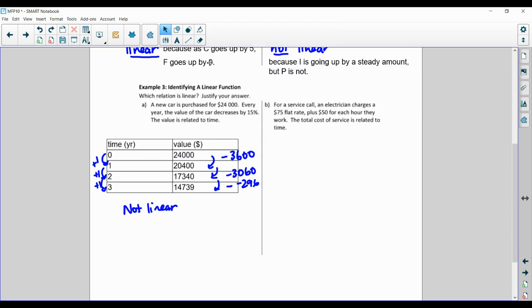I will just draw the table. It doesn't seem to like being moved around too much. Sorry about that, guys.